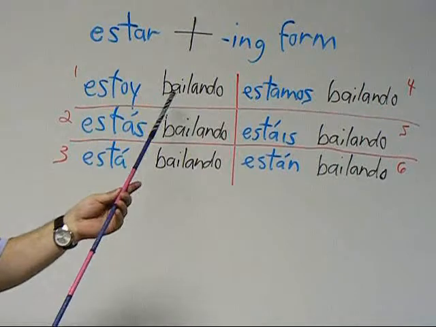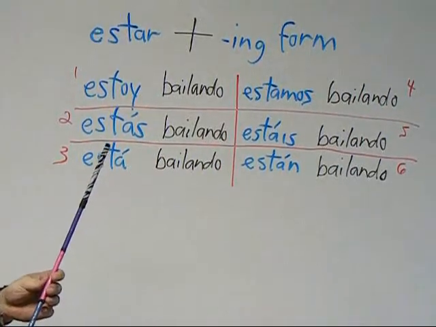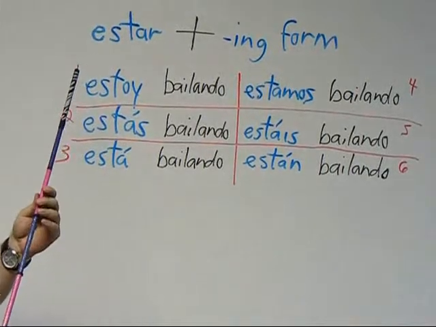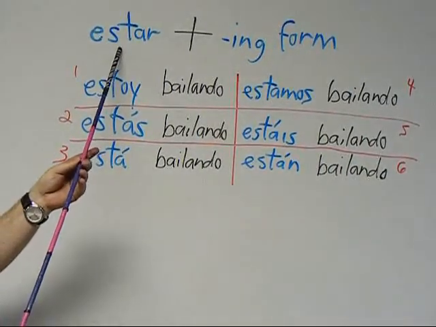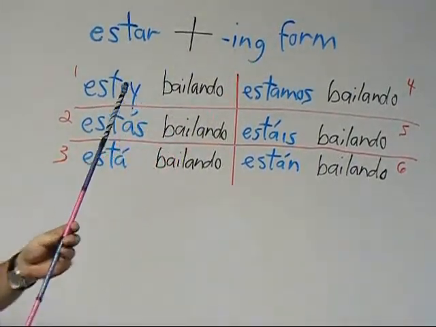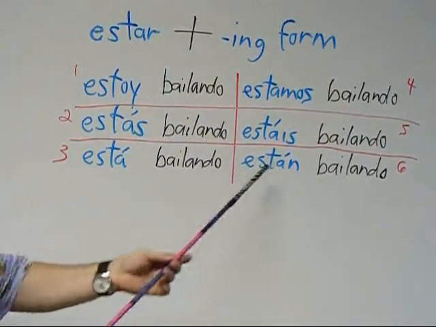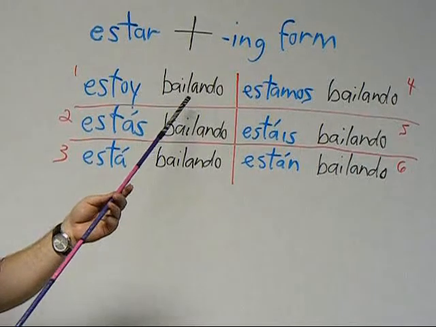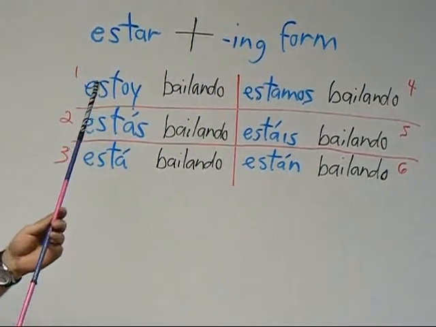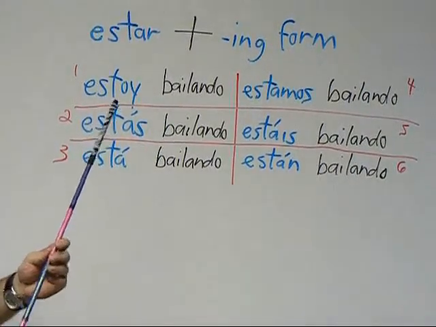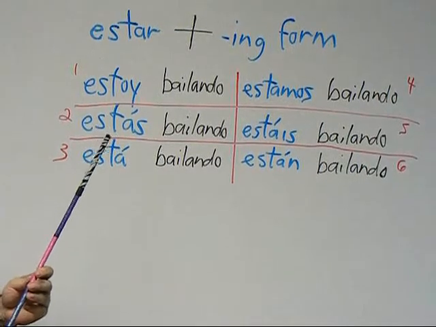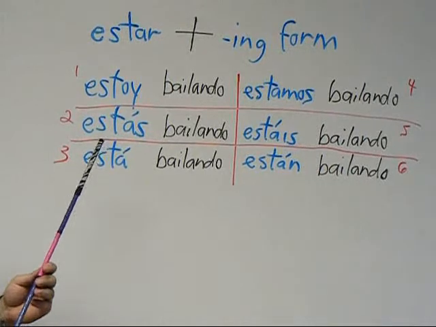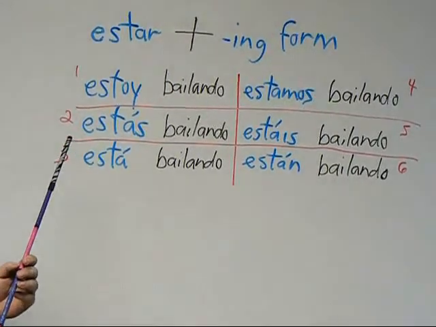Now that we've learned how to form the -ing form of verbs, we are ready to finish discussion of the present progressive tense. You have a form of estar plus the -ing form. Here in blue I have the forms of estar, and I have the -ing form of the verb bailar, to dance, bailando. Estoy bailando, I'm dancing. Estás bailando, you're dancing. Or estás bailando, are you dancing? Él está bailando, he's dancing.